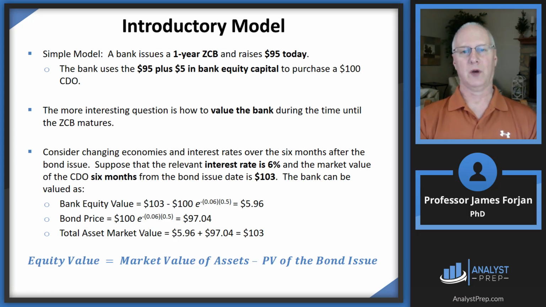Now, the more interesting question is how to value the bank during the time until that zero coupon bond matures, right? So I have written there what I just talked about a second ago. We have changing economies and we have changing interest rates over, let's say, 6 months after the bond was issued. Let's suppose that the relevant interest rate is 6% and the market value of that CDO 6 months from the bond issue date is $103.